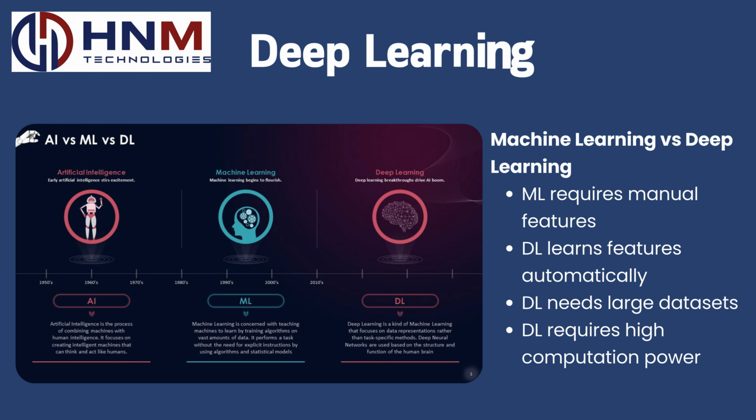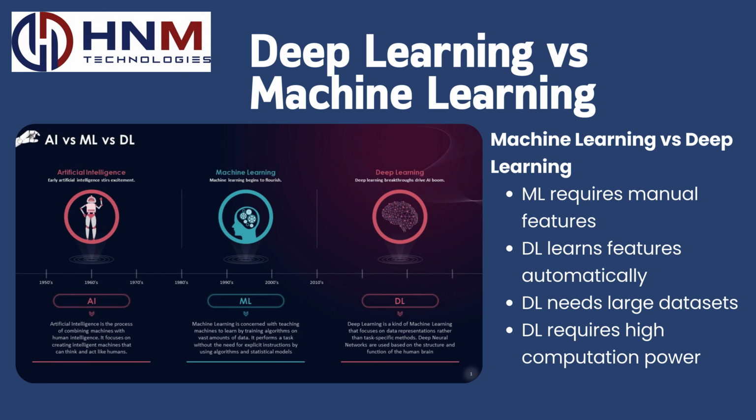Machine learning often requires manual feature engineering. Deep learning automatically extracts features from raw data. Traditional ML works well for structured data. Deep learning excels in image, audio, and text data. However, deep learning requires large data sets and powerful hardware like GPUs. Both approaches have their own use cases. Choosing between them depends on problem complexity and data availability.